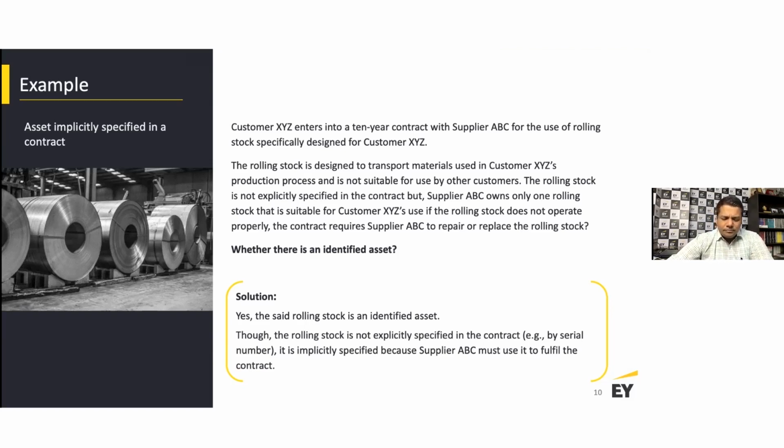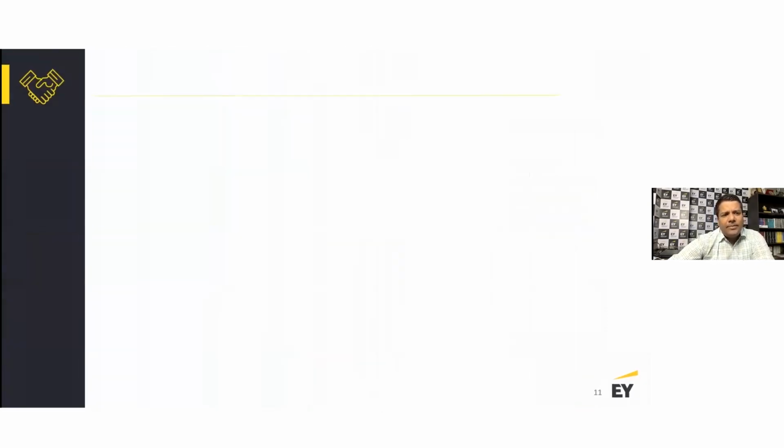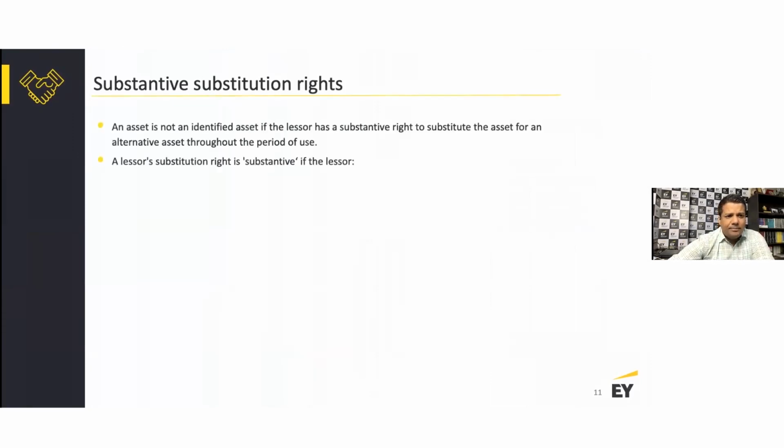All right. So now we will try and understand what is the meaning of a substantive substitution right. When we think about a substantive substitution right, I already gave you an example of this taxi company, right? An asset is not an identified asset if the lessor has a substantive right to substitute the asset for an alternative asset throughout the period of use. Now, what does it mean?